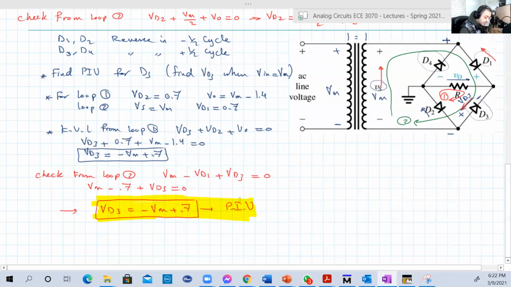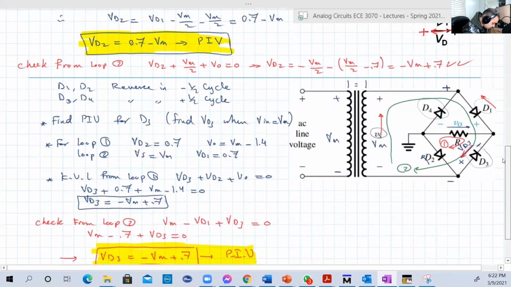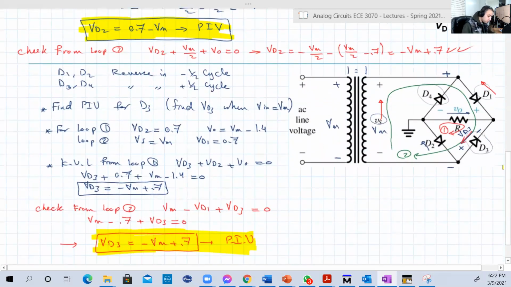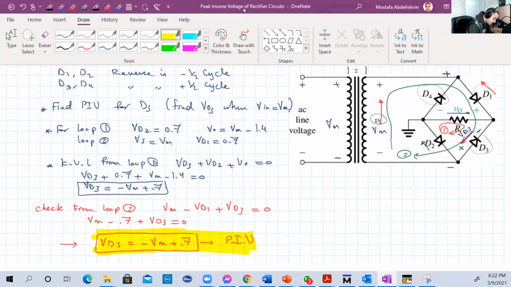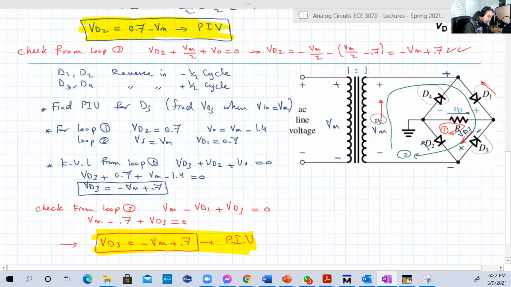Okay, now let's compare the three together. So it looks like the peak inverse voltage for the center tap and the bridge are the same, right? Right. Because basically here the turns ratio is 1:1.